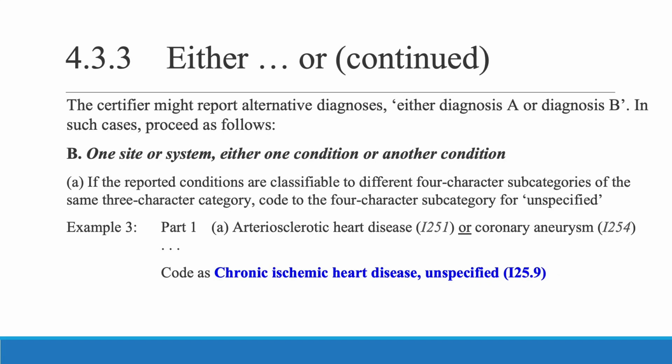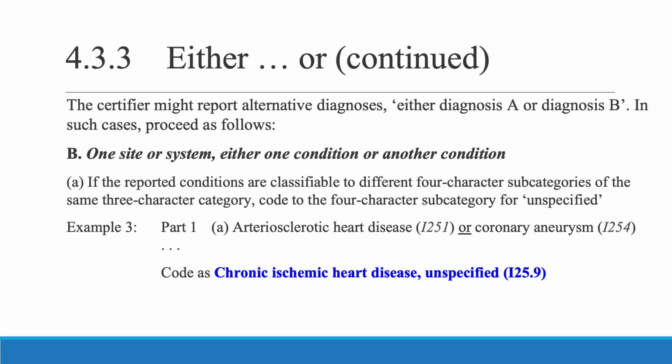Another instruction in section 4.3.3, either or, this time at uppercase B, one site or system, either one condition or another condition. Reading from the slide, if the reported conditions are classifiable to different 4-character subcategories of the same 3-character category, code to the 4-character subcategory for unspecified. Here, applying a provisional code makes the instruction easy.